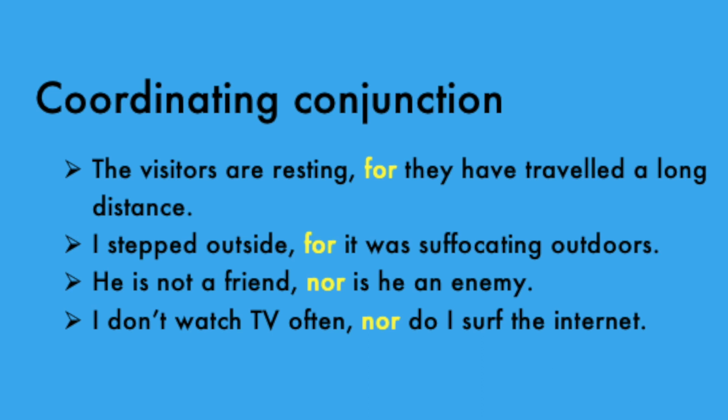Okay. The conjunction nor is used to join two negative ideas. Though it is more commonly used as a pair with neither, it can be used on its own. See the example. He is not a friend, nor is he an enemy. That means he is not a friend, not an enemy. I don't watch TV often, nor do I surf the internet. I don't watch TV and I don't surf the internet.